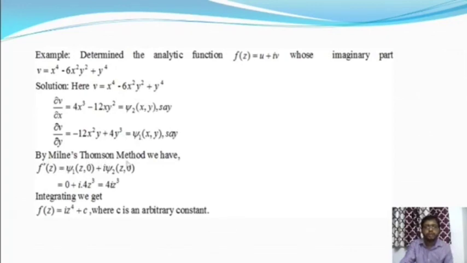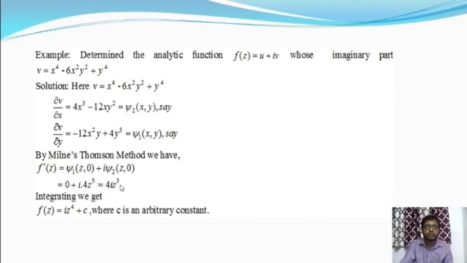Okay. Now applying the Milne-Thomson method, it will give f dash z is equal to phi 1 of z comma 0 plus i into phi 2 of z comma 0. Now if we put z comma 0 in the second expression, we'll get 0, and in the first expression, putting x is equal to z and y is equal to 0, we'll get 4z cube, and the other term is 0 as well. So f dash z will give 0 plus i into 4z to the power 3, that means 4iz cube.